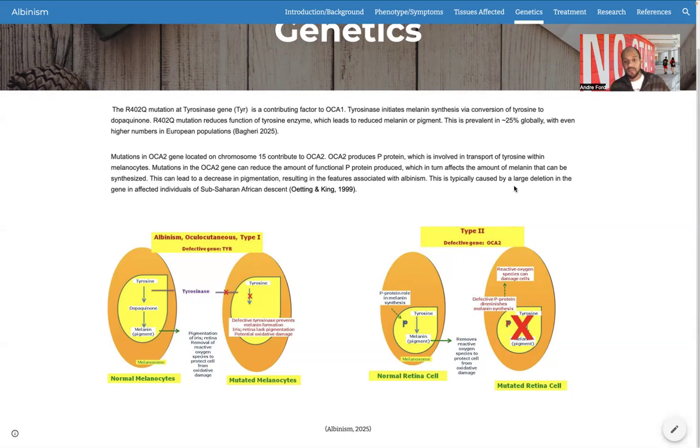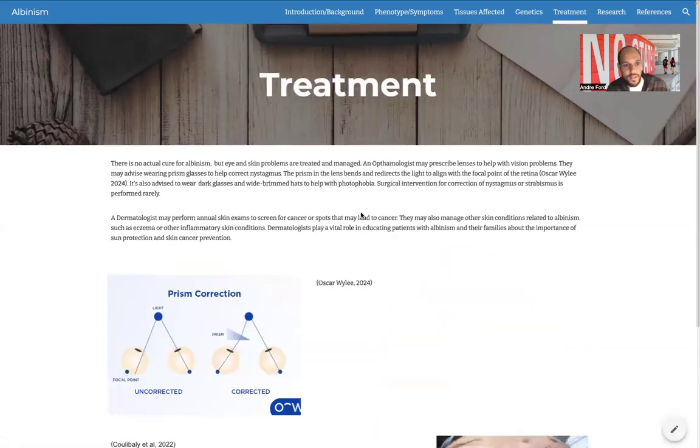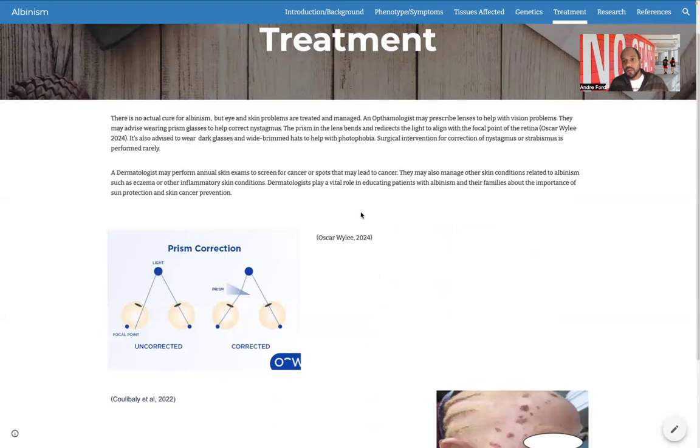As far as treatment, there is no actual cure for albinism. But symptoms are managed with different treatments, particularly eye treatment and skin treatments through follow-up with ophthalmologists. They may prescribe different lenses for any kind of issues mentioned previously.